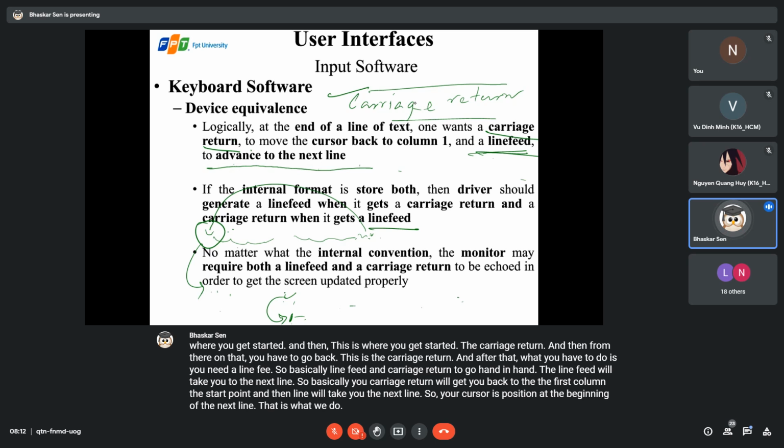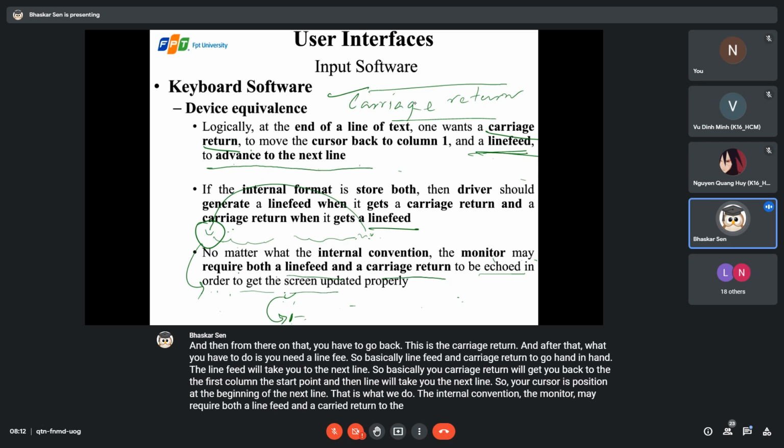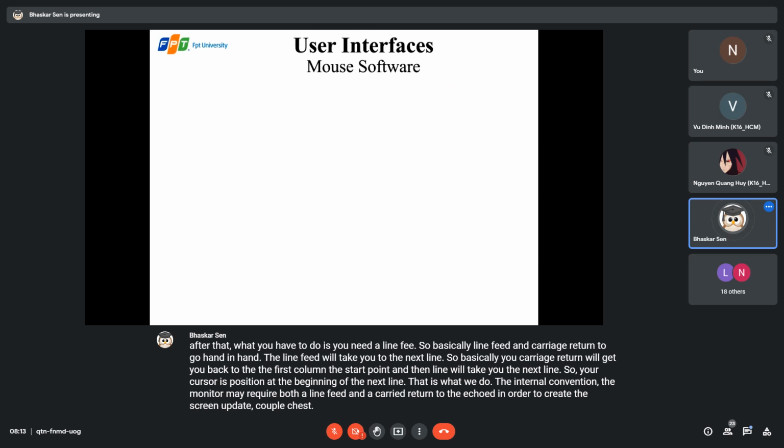The internal convention, the monitor may require both a line feed and a carriage return to be echoed in order to get the screen updated properly. Sure. So these are the things that we really need. Another one, we'll just quickly pass through it, mouse software.